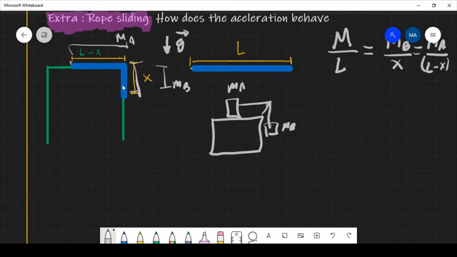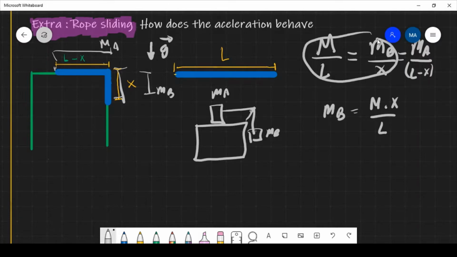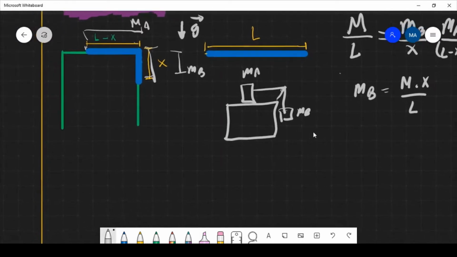What are the forces acting on it? Well, first of all, what proportion of its mass? So this mass B over here is equal to what? The mass B is equal to the big M multiplied by x divided by L. I just did this relation over here, so we can use this later.